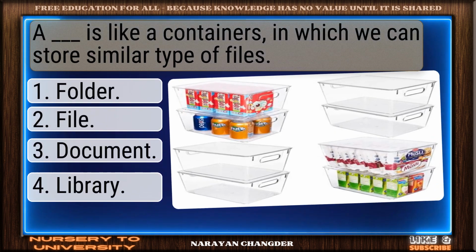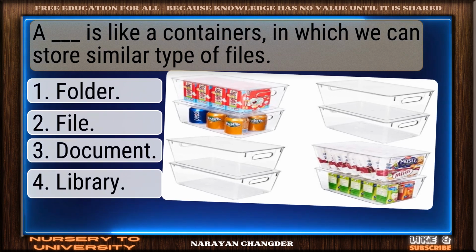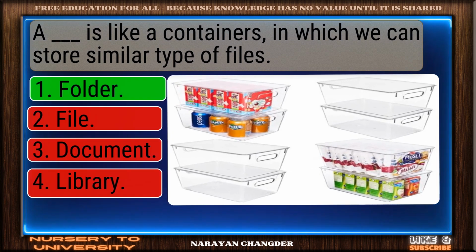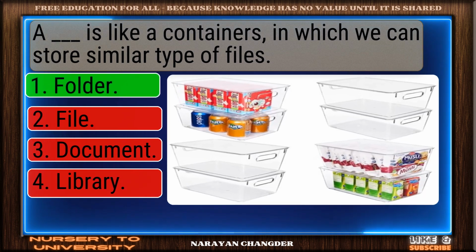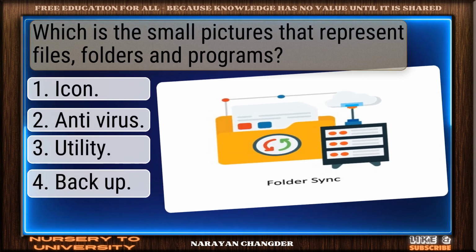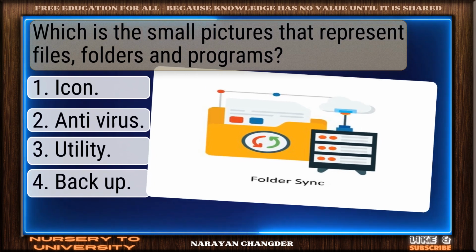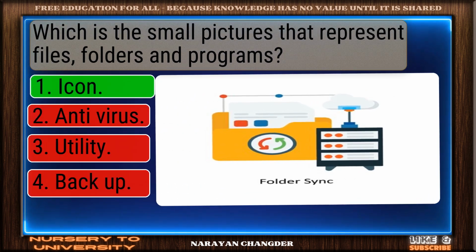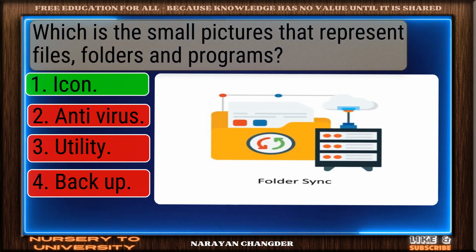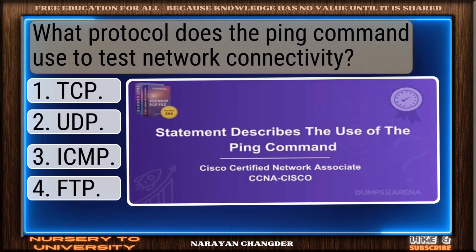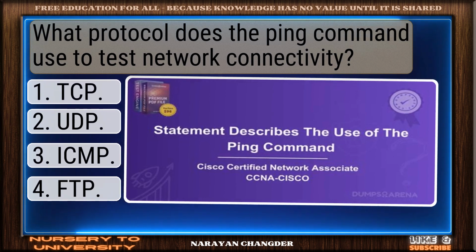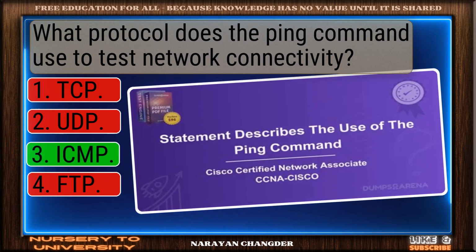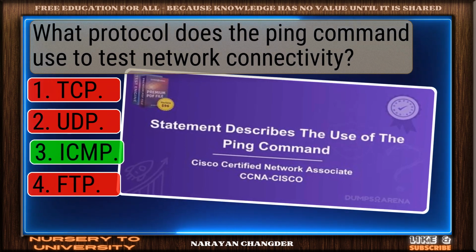A dash is like a container in which we can store similar types of files. Excellent. Folder is a brilliant choice. Which are the small pictures that represent files, folders and programs? Bravo. Icon is the answer. What protocol does the ping command use to test network connectivity? Perfect. ICMP is the correct choice.